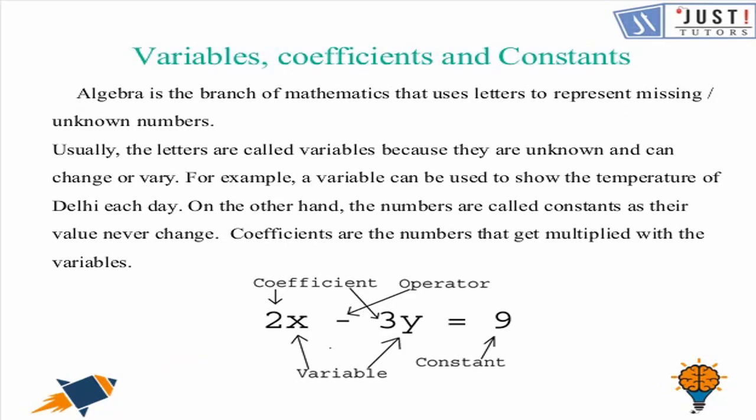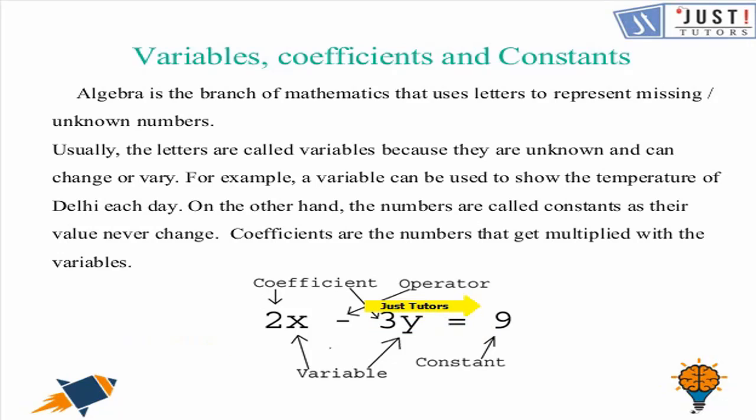Now, let us learn about the terms variables, coefficients and constants. Algebra is a branch of maths that uses letters to represent missing or unknown numbers. Usually the letters are called variables because they are unknown and can change or vary. So x and y are the undefined values and hence they are called the variables, as we can see here. On the other hand, constants are numbers whose value never changes, so they are always independent of the variables.